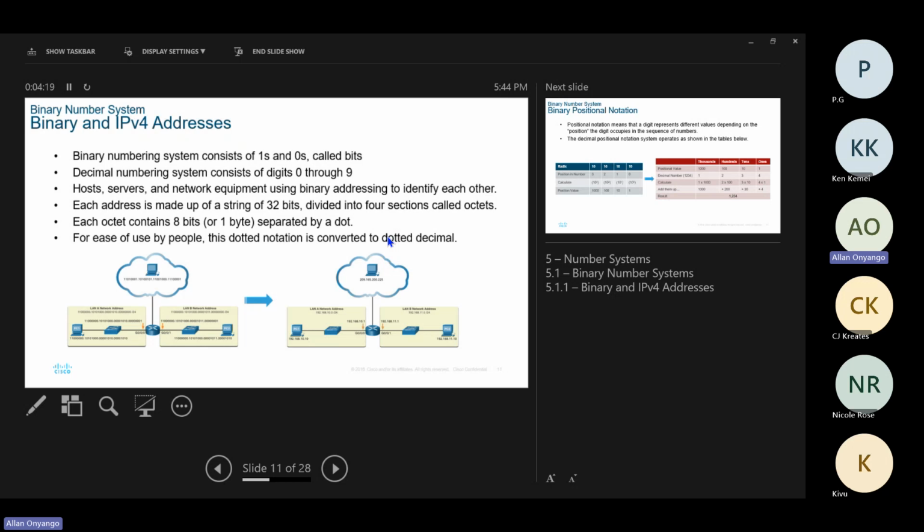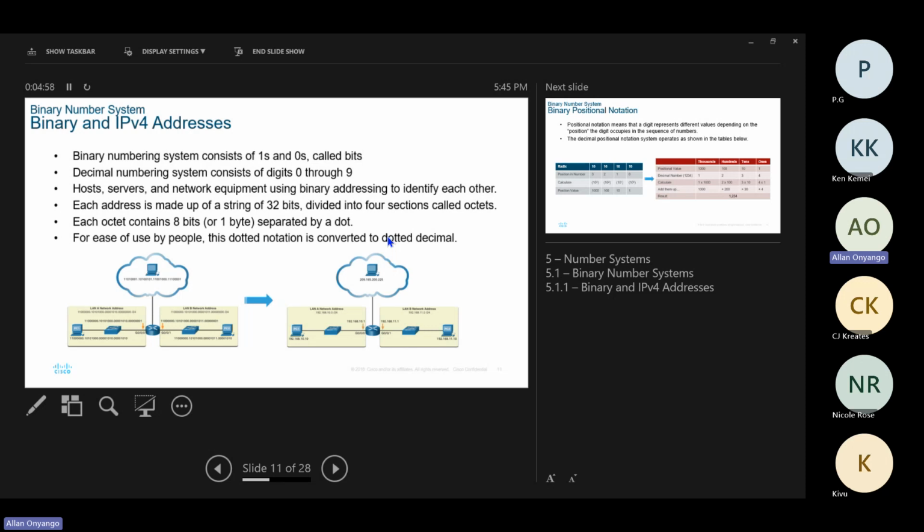Now, it is important to note that host devices, which are our end devices, servers, including network equipment like routers and switches, use binary addressing to identify each other. Each address is normally made up of 32 bits. And when we talk about bits, you should understand zeros and ones. They can be zeros, they can be ones, they can be a combination of zeros and ones.